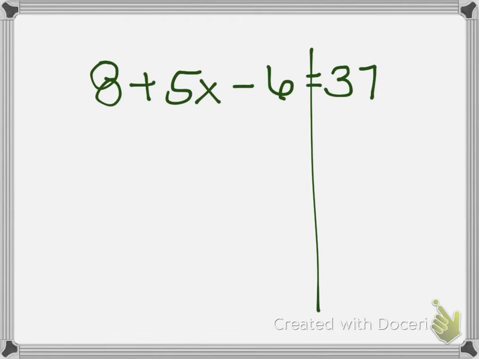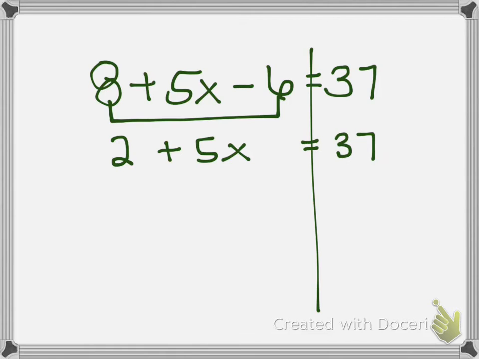Again, here we've got on the same side of the street our stupids, 8 and negative 6. 8 minus 6, really. 8 minus 6 is positive 2. Bring down plus 5x, equaling 37.